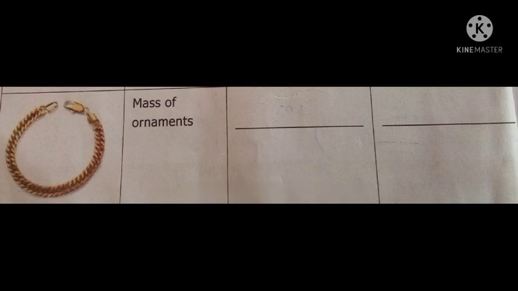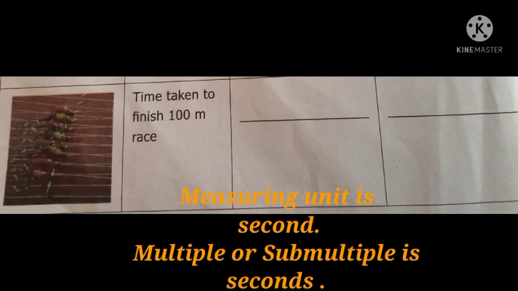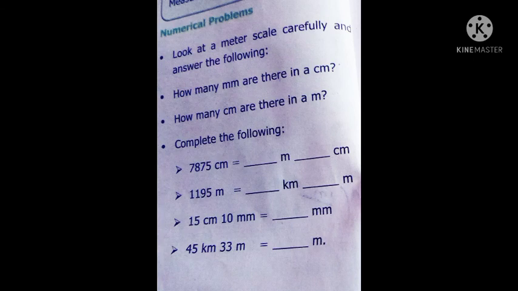Next is a running race. See, the children are getting ready for running. They have to finish a 100-meter race. So what is the measuring unit? It is second. And the multiple or the submultiple is seconds only, because they will be able to finish 100 meter only in seconds. Next, we'll see some of the numerical problems. Look at a meter scale carefully and answer the following. How many millimeter are there in a centimeter? How many centimeter are there in a meter? Complete the following. So let's see one by one.